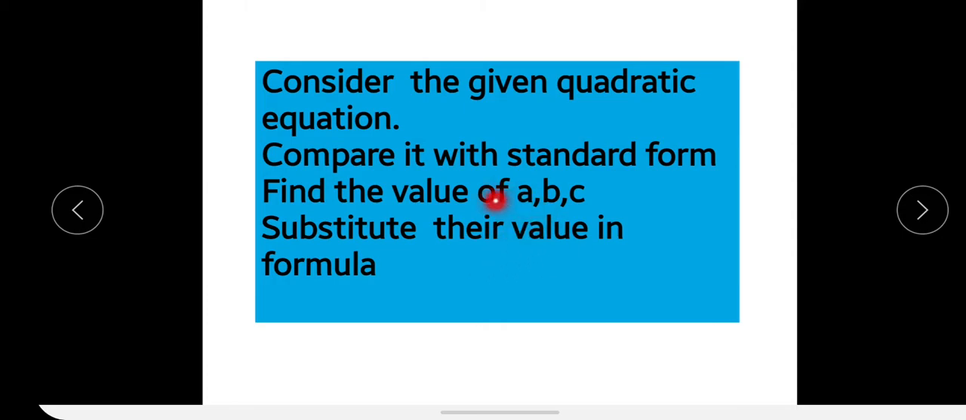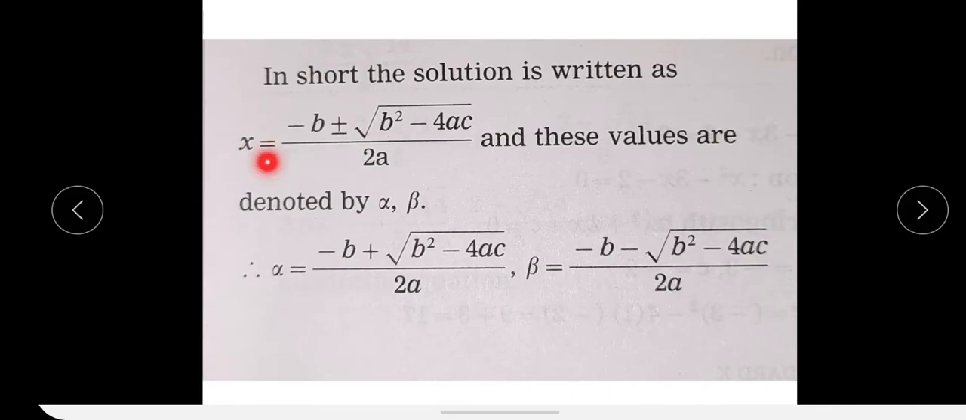Now what is the formula to find the roots of this quadratic equation? The formula is x is equal to minus b plus minus under root of b square minus 4ac upon 2a. Now when we separate this plus sign or minus sign, we get two values. These values are denoted by alpha and beta, which are called the roots of the quadratic equation. Alpha is equal to minus b plus under root of b square minus 4ac upon 2a, and beta is equal to minus b minus under root of b square minus 4ac upon 2a.